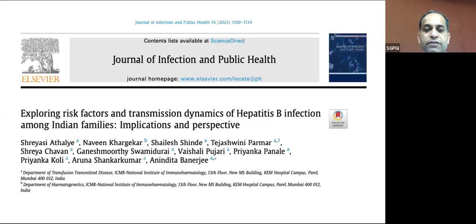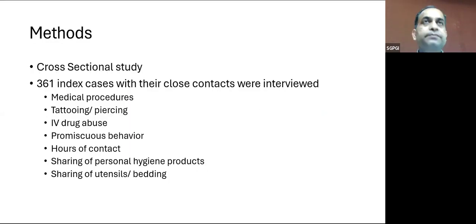And this one is the latest study which I would like to discuss in detail. This was published just last year from Pune, Maharashtra, and they tried to look at the risk factors and transmission dynamics of hepatitis B infection among Indian families and what can be its implications. Here they took 361 patients who were known hepatitis B patients, and they interviewed their close contacts who were living in proximity with them within a common household. They took important histories like medical procedures, tattooing, piercing, IV drug abuse, promiscuous behavior, and hours of contact.